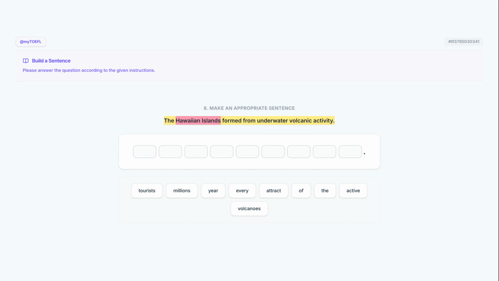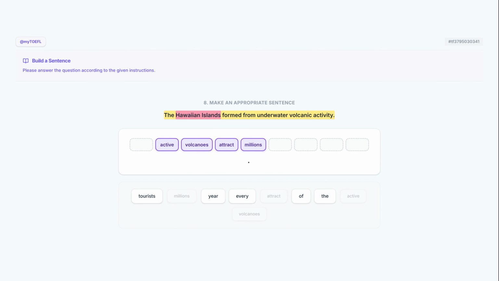First, we place the article the, then we add the adjective active. Next, we place the noun volcanoes. After that, we add the verb attract. Then we place the number millions. Next, we add the preposition of. After that, we place the noun tourists. Then, we add the quantifier every. Finally, we add the noun year.